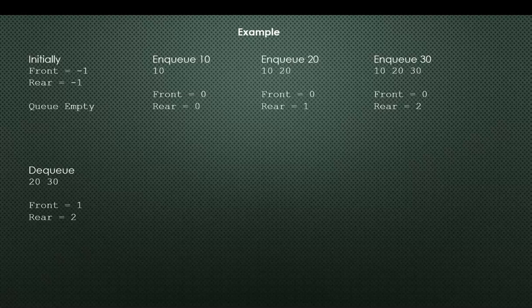Now I call dequeue. The element 10 is removed. Front becomes 1. So now I'm performing removal, deletion. This clearly demonstrates the FIFO principle. The first inserted element is the element that is going to leave the queue first.